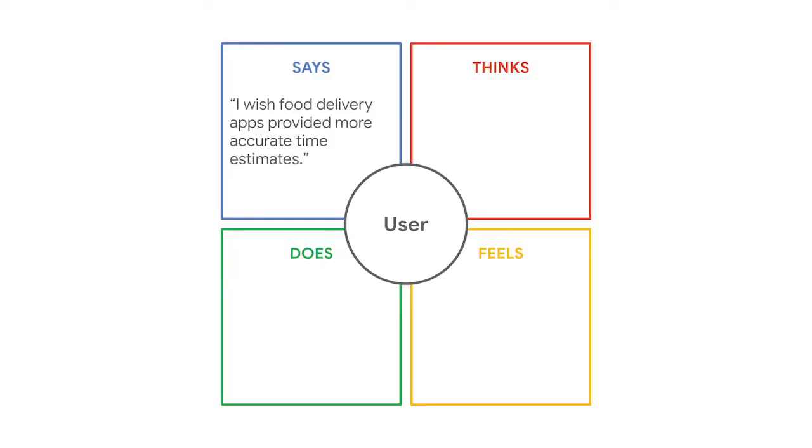For our example, one user, Simone, has ordered food from 2 of our competitors' apps before, but she isn't loyal to either of them. Simone might say something like, "I wish food delivery apps provided more accurate time estimates." We should write this direct quote from Simone in the says square of our empathy map.